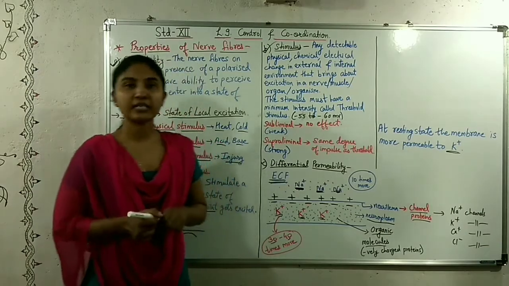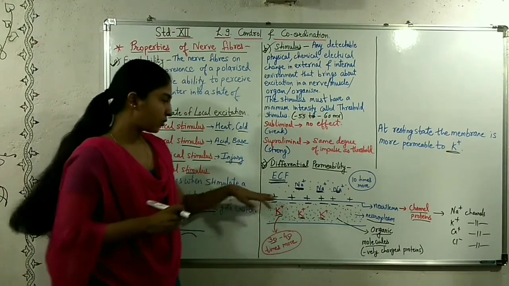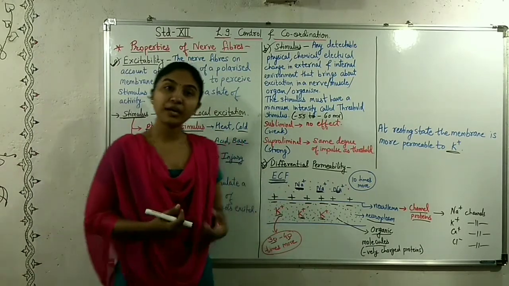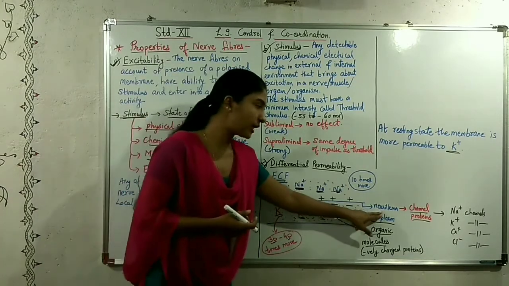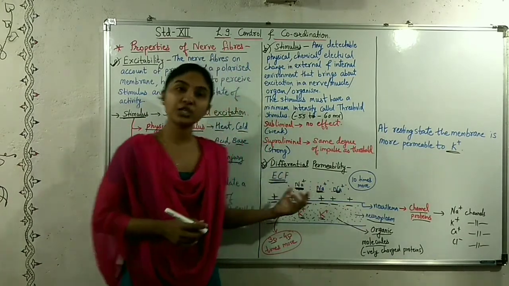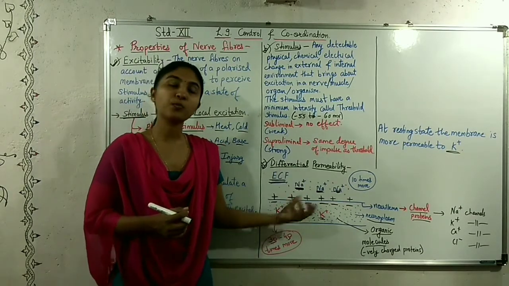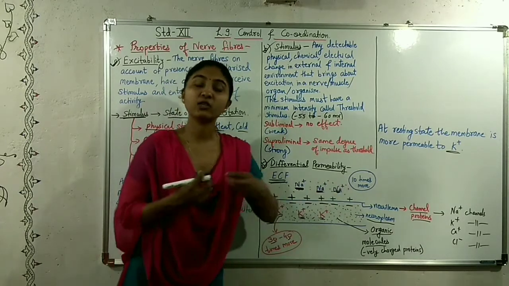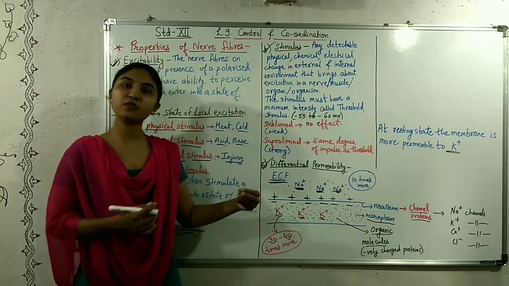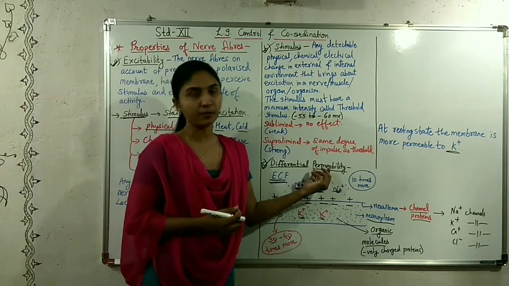The next property that we are going to see is the differential permeability. Now here, the neurolemma, or the membrane of the neurons or the nerve fibers, shows differential permeability. That is, it allows certain ions to pass through it. That is called permeability. Now this permeability is different for different ions. So that's why it is called differential permeability.